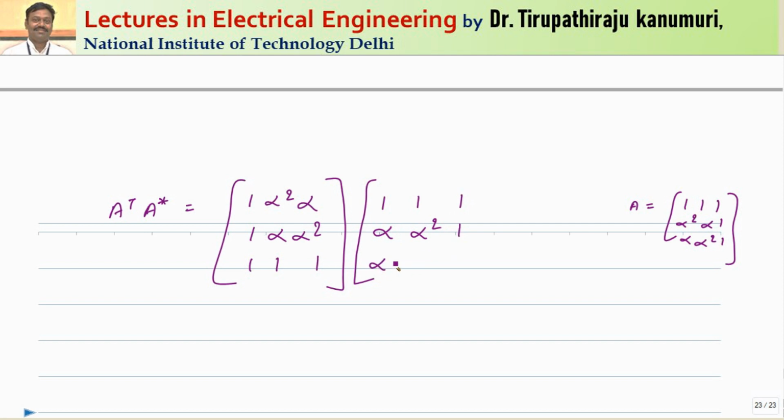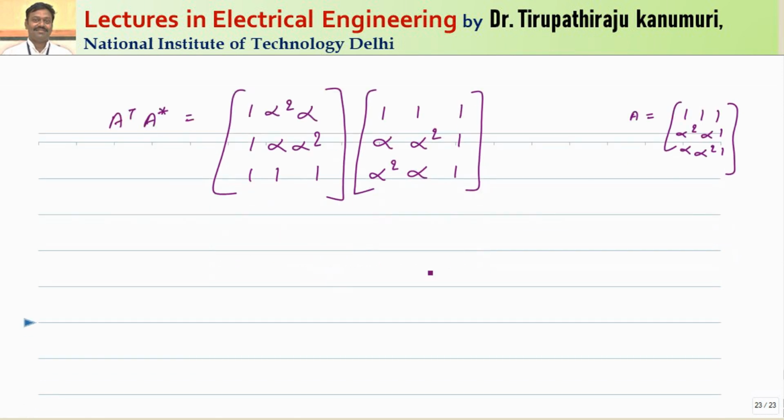Similarly, the conjugate of alpha is alpha square, and the conjugate of alpha square is alpha, and this will be equal to 1. So these two I have to multiply. If you multiply these two, this will become equal to 1 plus alpha square multiplied by alpha, which is alpha cube, plus alpha multiplied by alpha square, which is alpha cube.